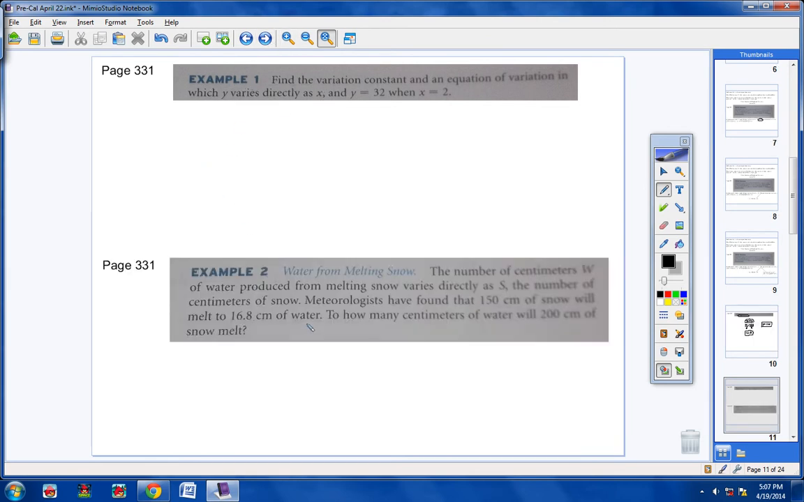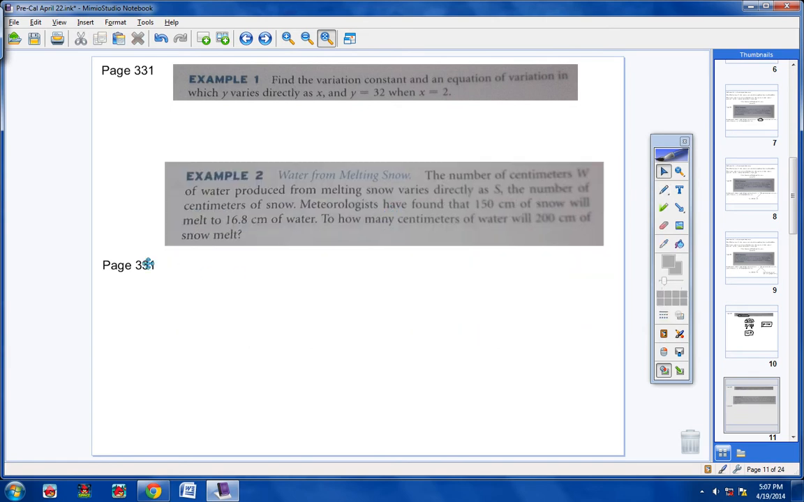Page 331, example number 2. The number of centimeters W of water produced from melting snow, now look what it says, varies directly as S. So we know that we have direct variation. The number of centimeters of snow. Meteorologists have found that 150 centimeters of snow will melt to 16.8 centimeters of water. How many centimeters of water will 200 centimeters of snow melt?